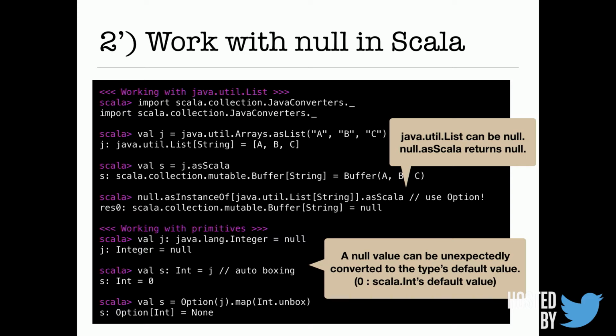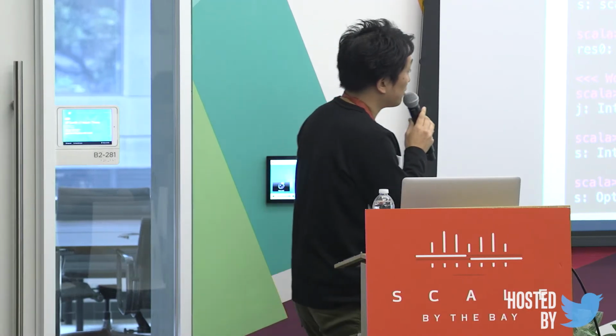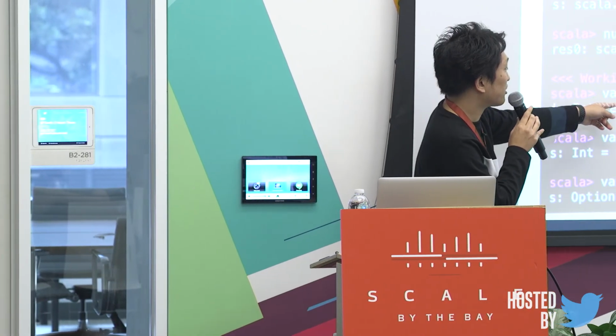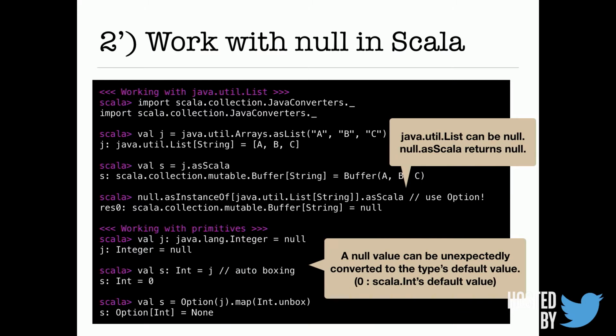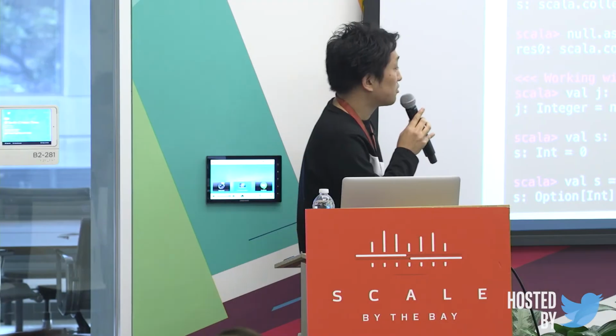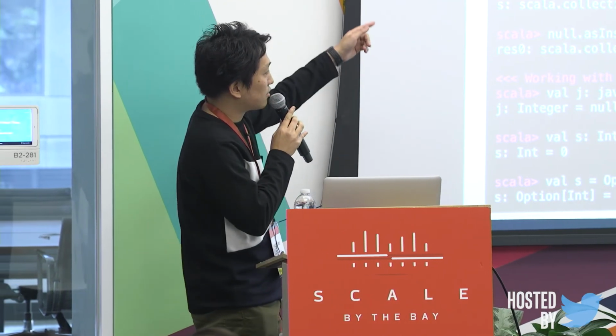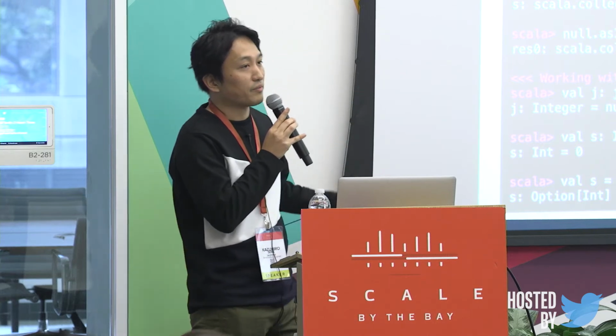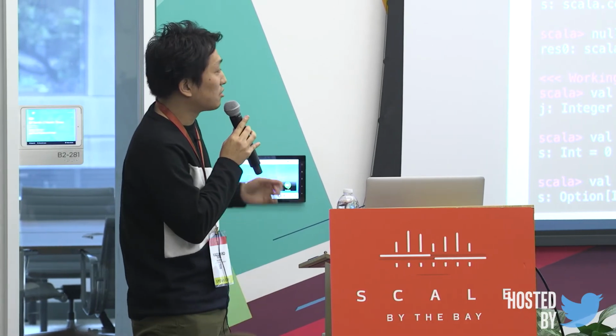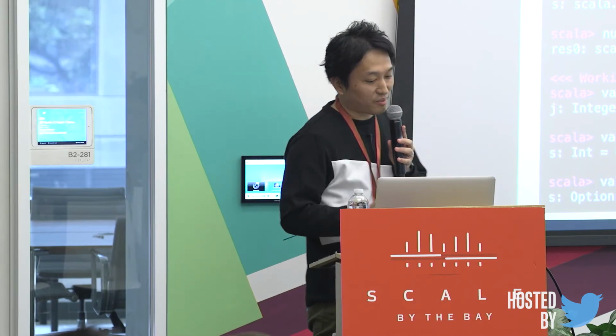And also a similar thing can happen with primitives. This example shows that the value j is a java.lang.Integer and the value is null. The second line shows an unexpected odd unboxing. So you cannot detect these kinds of things in the compilation phase. So you should be very, very careful about it and also use Option appropriately and call the appropriate conversion method. I think this is a little bit annoying, but this is not very difficult. So once you understand it, you can do that pretty easily. But it's kind of a pitfall.